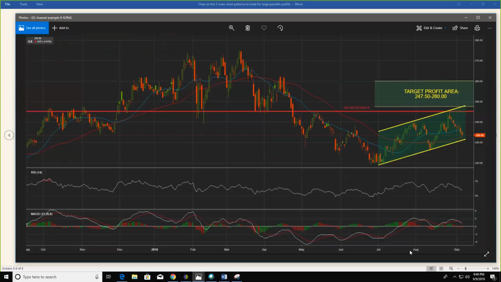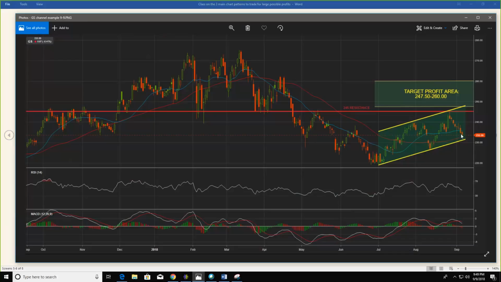Here's Goldman Sachs. As you can see here, it just started this nice channel. We have 2 points of contact at the top for resistance, and 2 points of contact for the support. The red line you see is the 50-day SMA. It got down to that and pulled up a little bit from the 50-day, which was acting as support, which is great. If Goldman does drop a little bit more, I really don't see it dropping out of this band, the lower channel here of the yellow line. So I don't see it going much further below 230, I'd say.